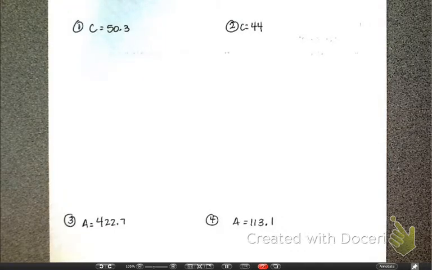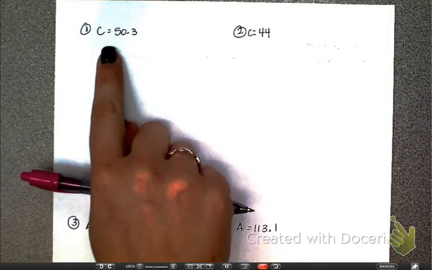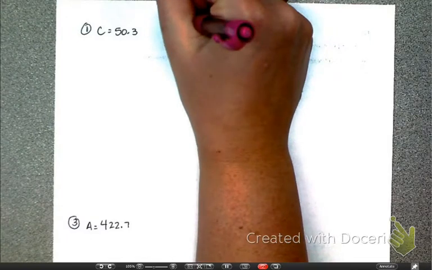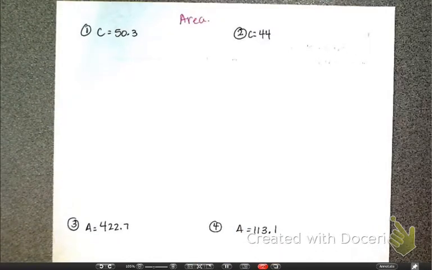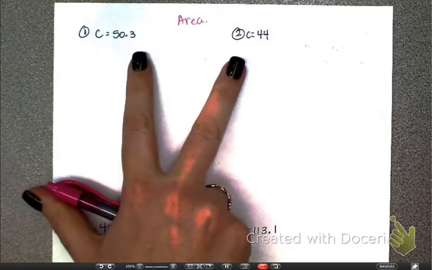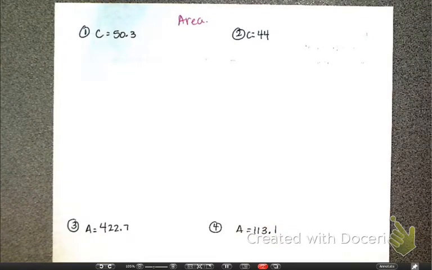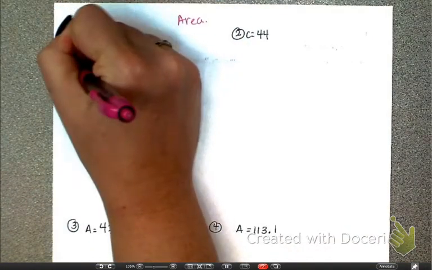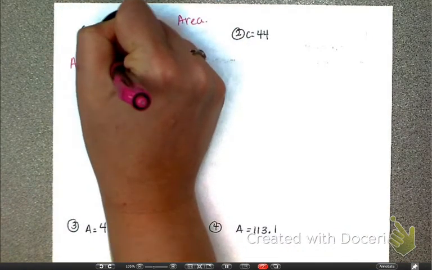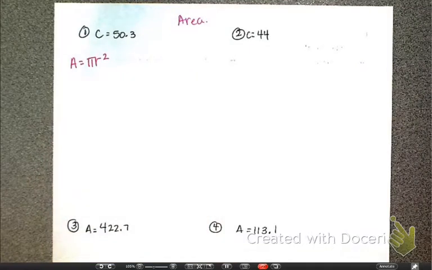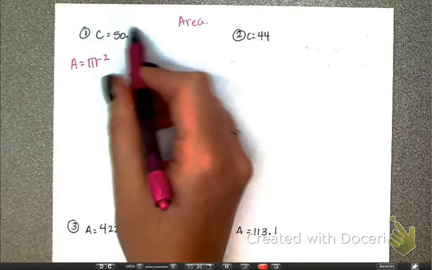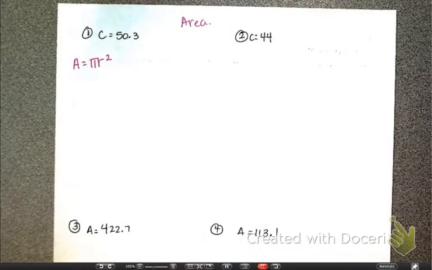Okay? So, we are looking for area for these two problems, that's what we were asked to find. But you are given circumference. Okay, so area is pi r squared. In order to find the area, you have to know what? The radius. I don't know that. I know the circumference.